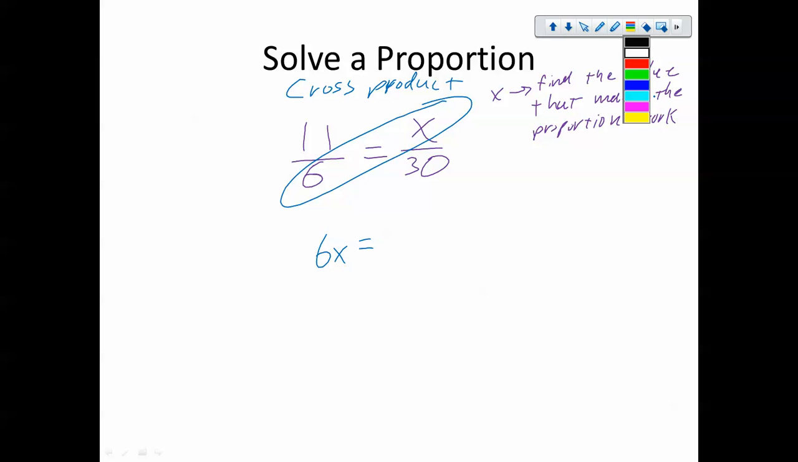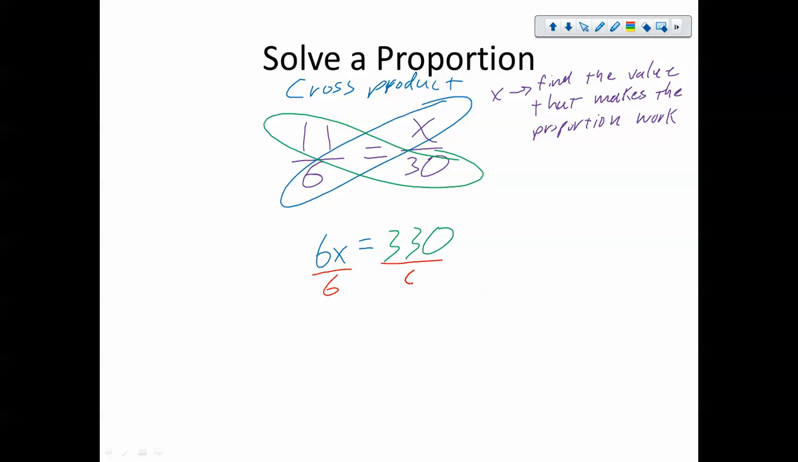And then you're going to multiply these things together, and that's 30 times 11. 3 times 11 is 33, which means 30 times 11 is 330. And then we simply solve the equation that's left. So we need to divide both sides by 6. And that cancels out, leaving x equals, and then let's see, 330 divided by 6.